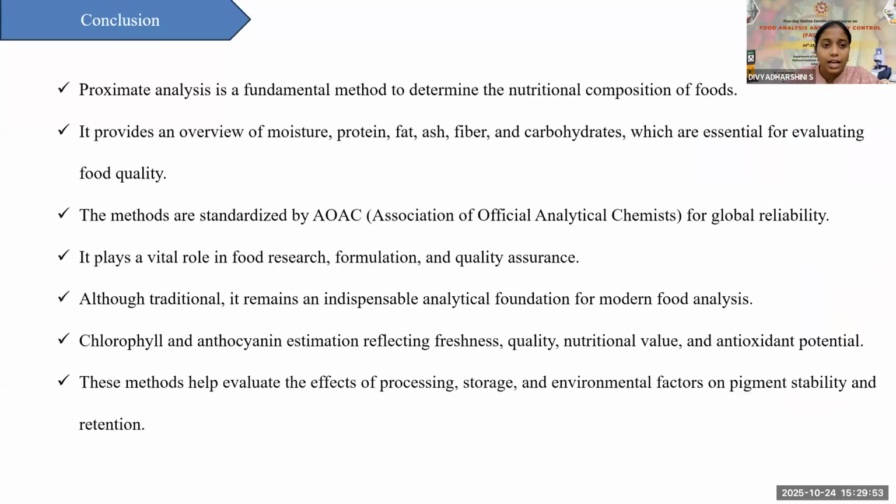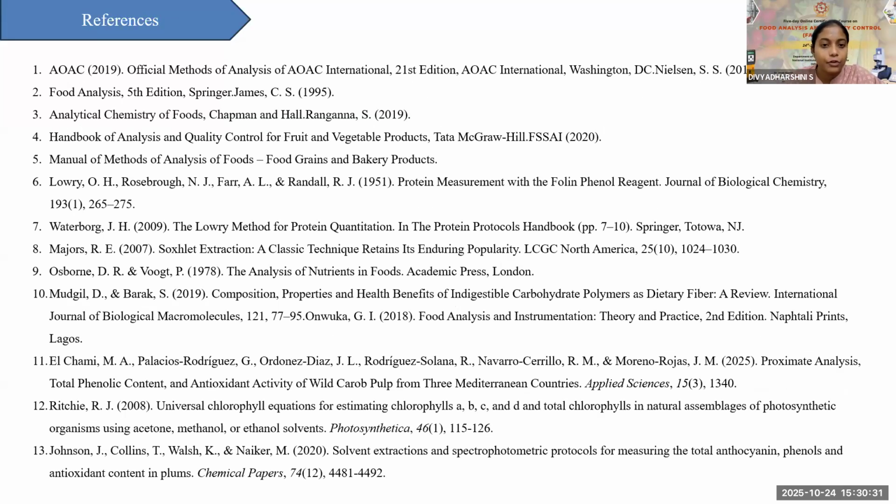So this is the conclusion. Whatever I have discussed is under the AOAC for global reliability. This is a fundamental method, initially started as a fundamental method. There are many modifications, but this is under the AOAC. Although traditional, it will remain an indispensable analytical foundation for modern food analysis. Chlorophyll and anthocyanin content reflect freshness, quality, antioxidant potential, and processing, storage, and environmental factors. These are helping tools for our further estimations. And these are the references I have taken for the lecture.